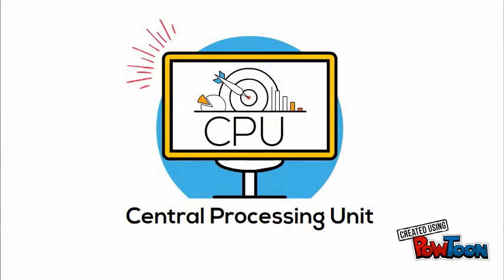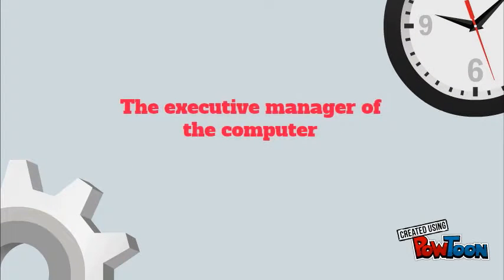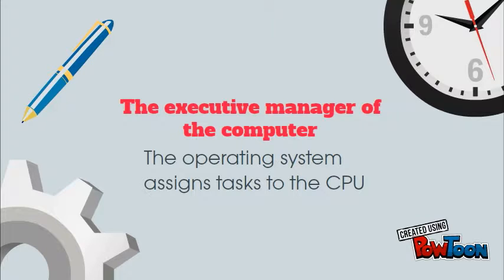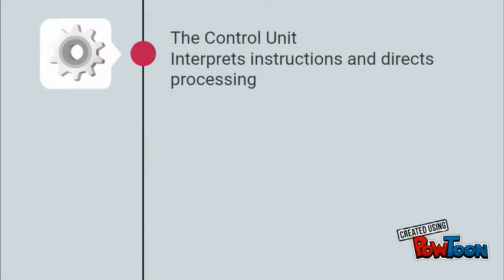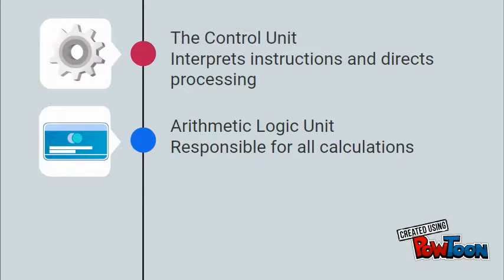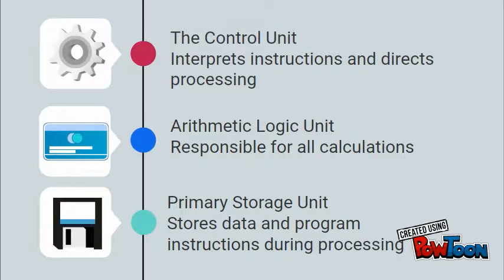So let's take a look at my favorite, the CPU. It is the executive manager of the computer, assigned tasks by the operating system. It includes the control unit, the arithmetic logic unit, and the primary storage unit, each with a certain function.